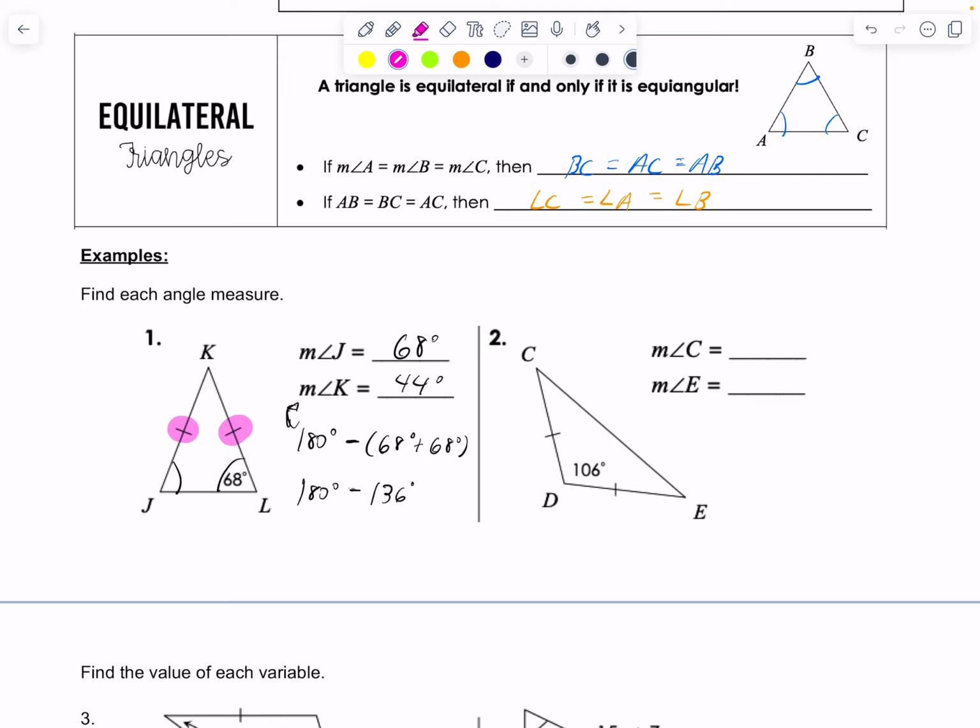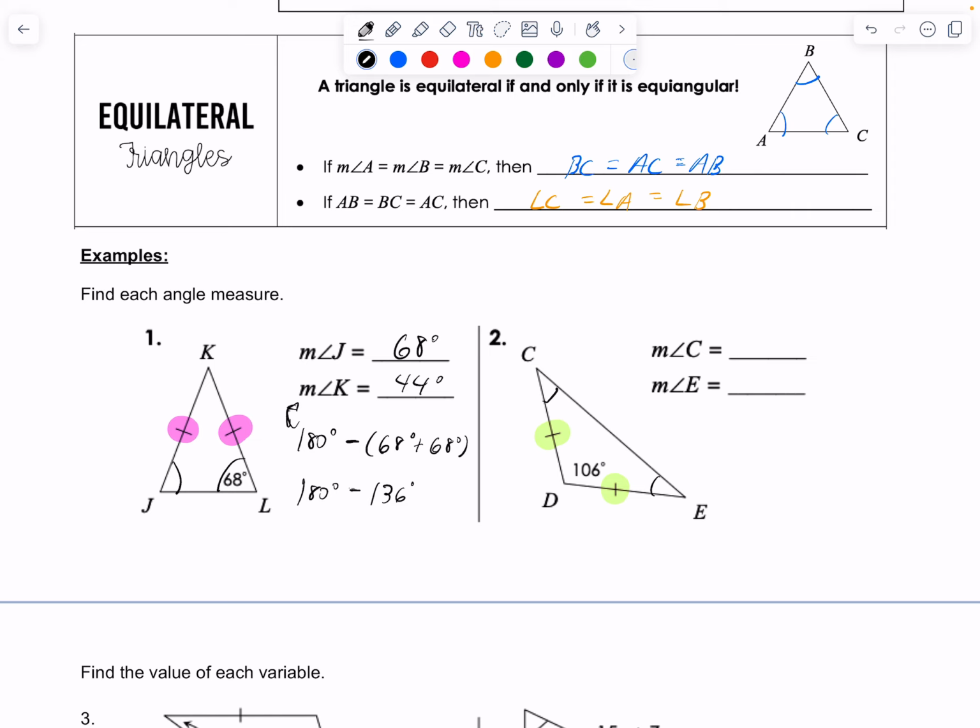And again, I see these two symbols, which tells me that two sides of a triangle are congruent. And I know if that's true, then the angles opposite them, so angle C and angle E, are also going to be congruent. So before I even get my answers, I know that they're going to be the same.